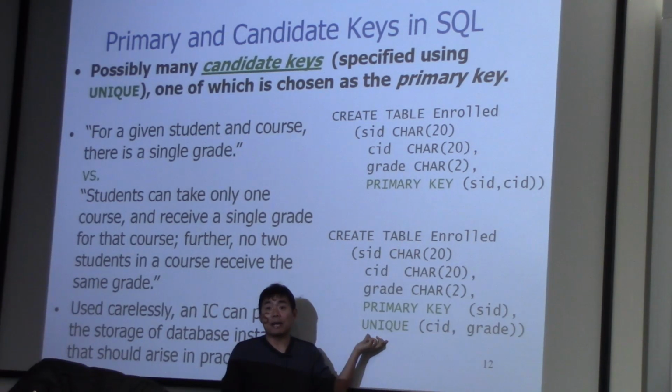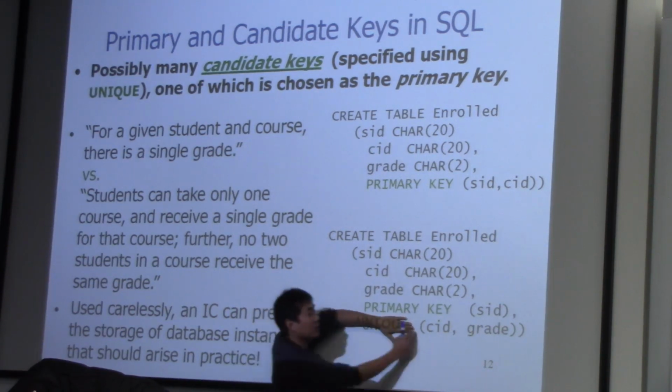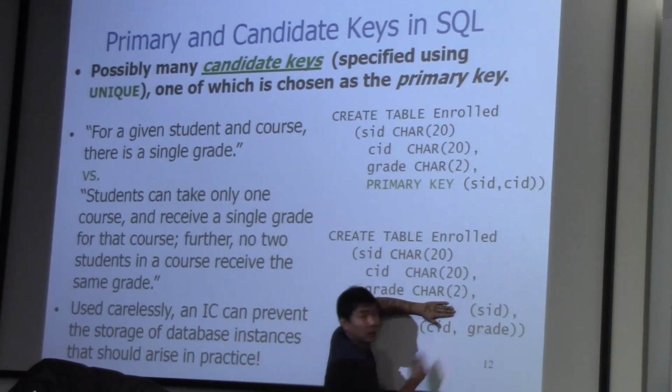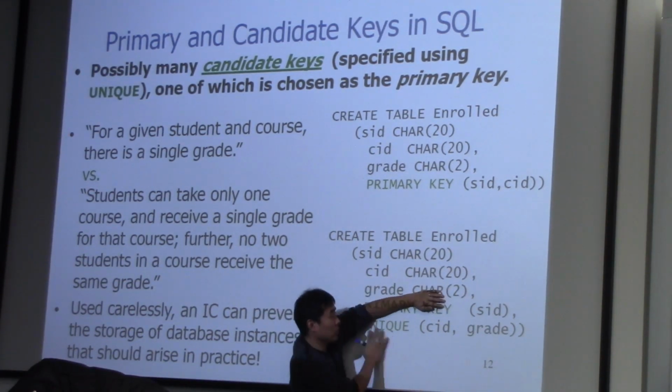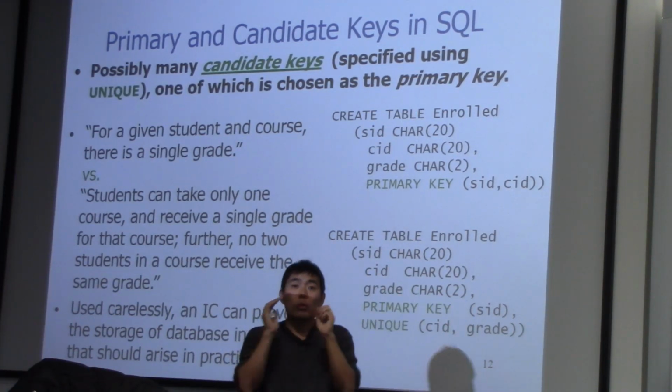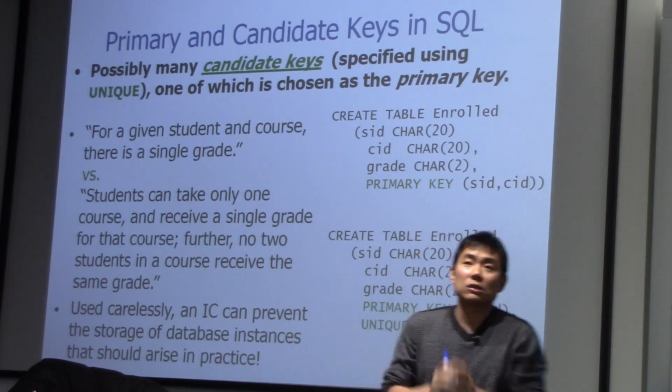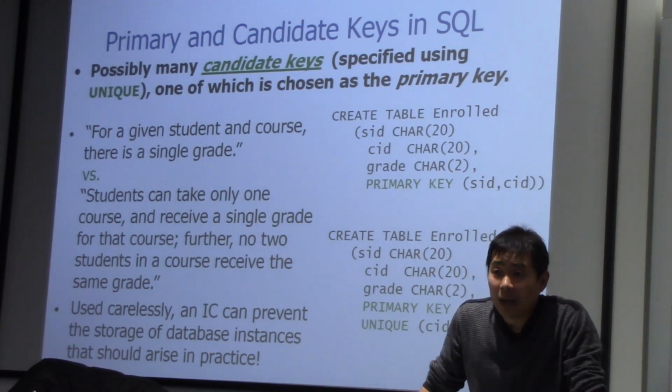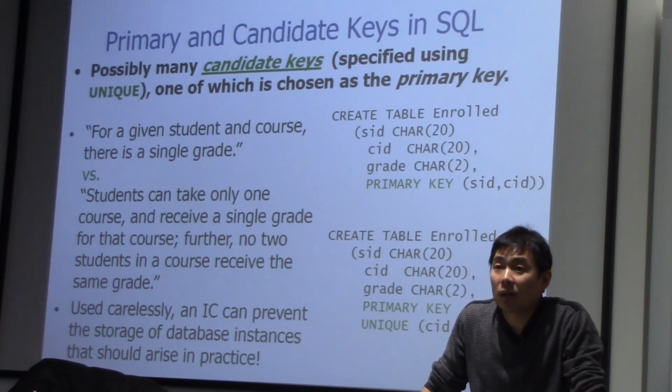And the way you specify a candidate key is to use the keyword called unique. You can flip this around by saying this is my primary key and this is my candidate key. And all you do is primary key and unique. Then you're done.